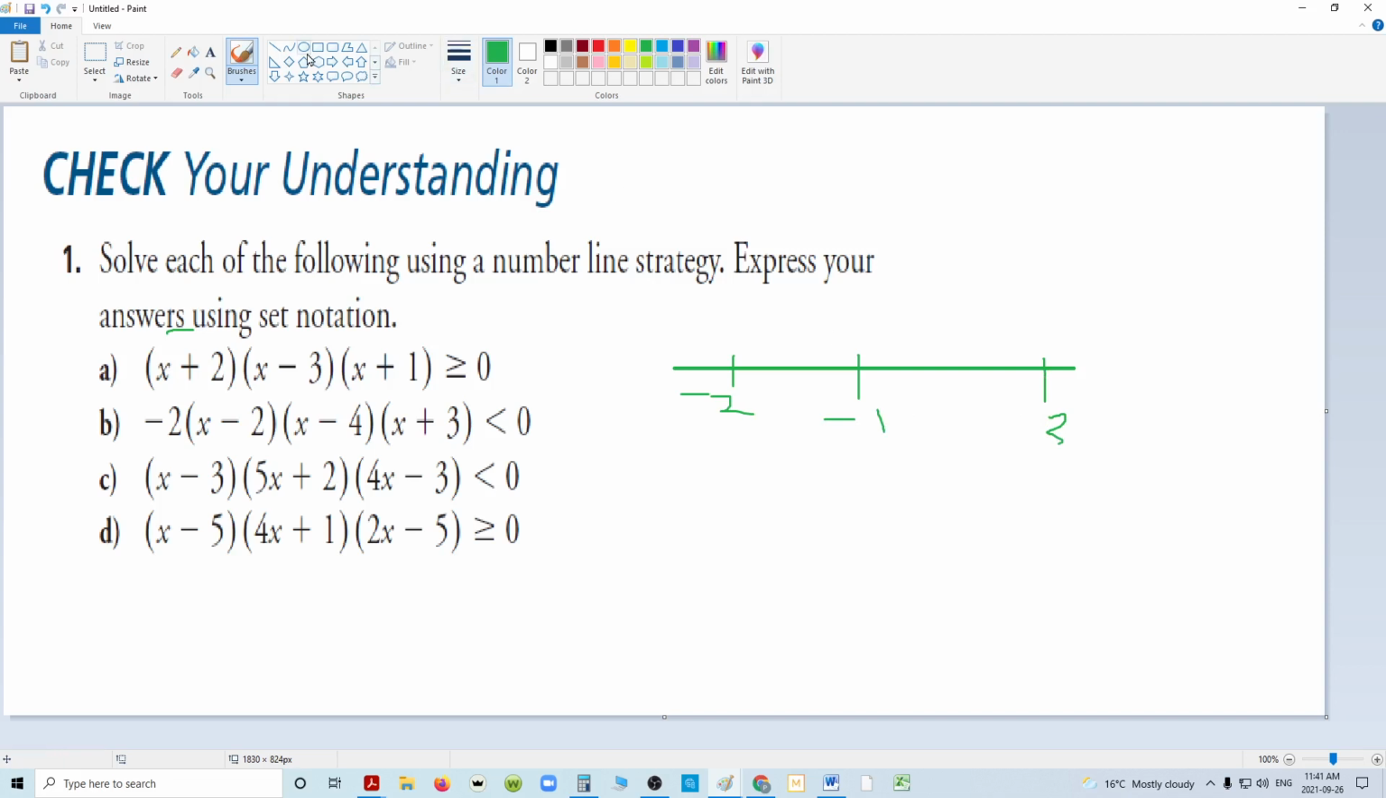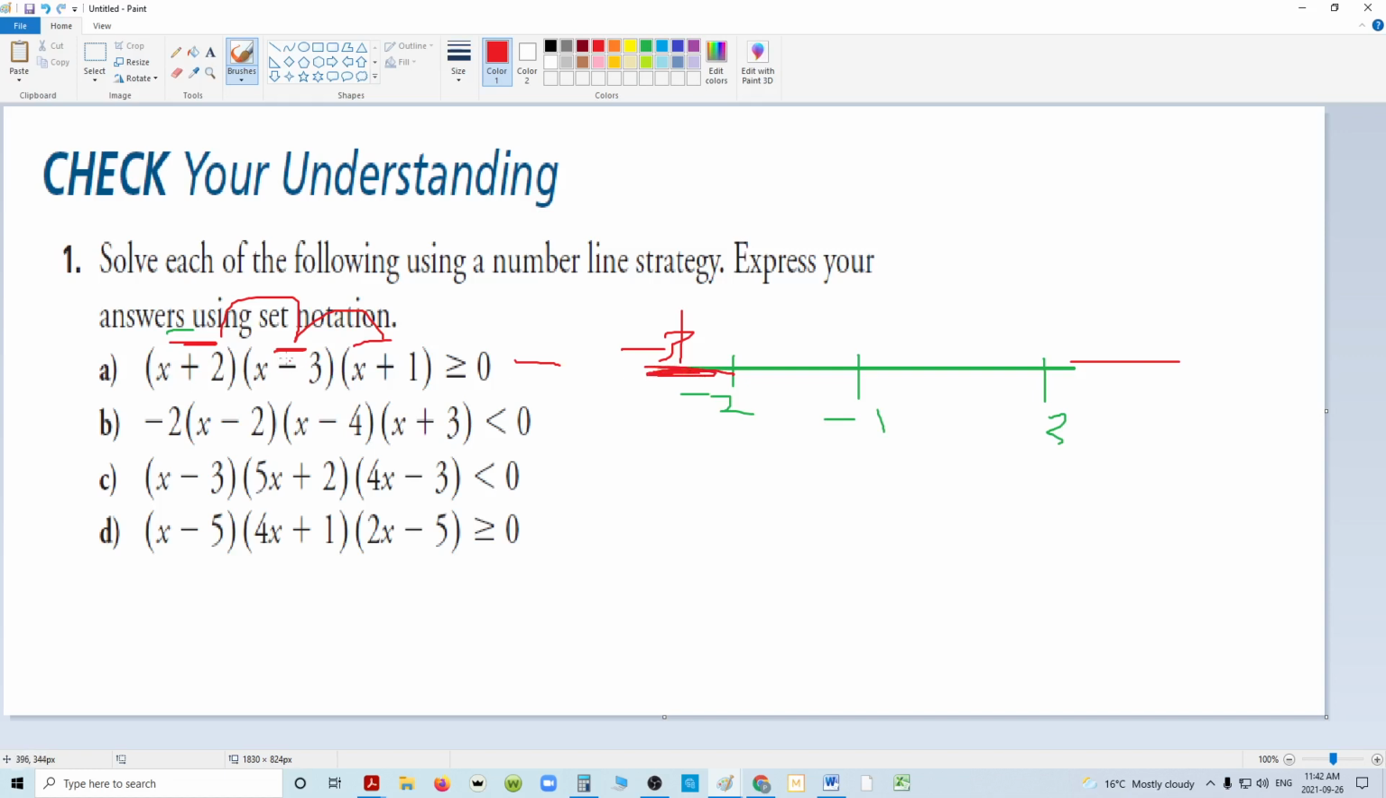I have to determine what's going on to the left of minus 2, what's going on in between, and what's going on to the right of 3 to figure out when it's above 0. So you would take any number. You'd take minus 3, which is to the left of minus 2, and you'd plug it in. But you don't have to solve it. You just have to keep track of what's negative and what's positive. Minus 3 plus 2, negative. Minus 3 minus 6, negative. Minus 3 plus 1, negative. A negative times a negative times a negative will be negative. A negative number is not above 0. So I know that this entire section is not above 0.